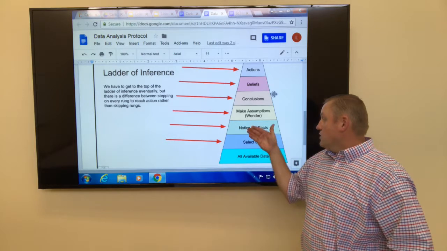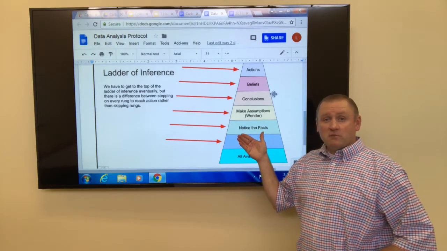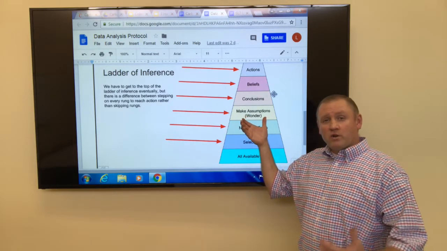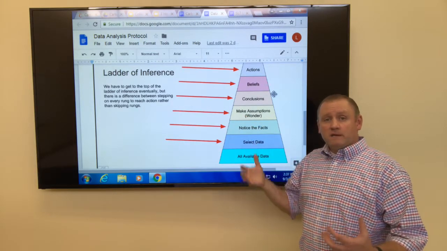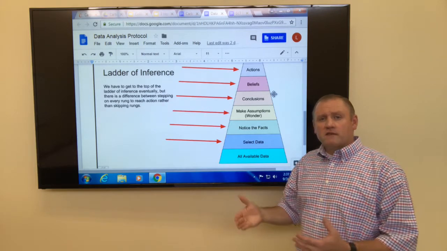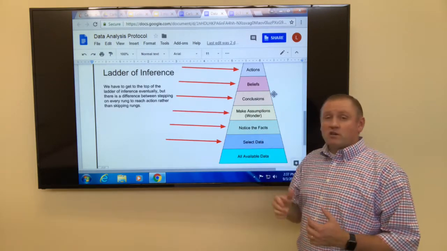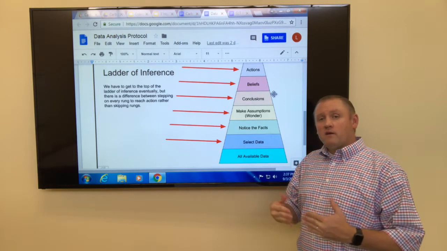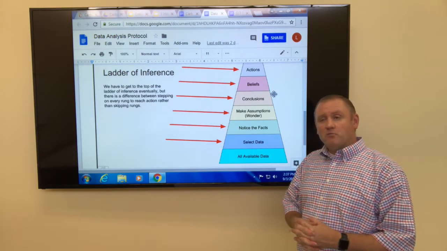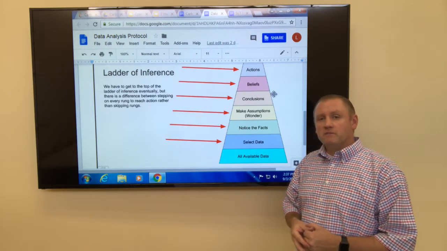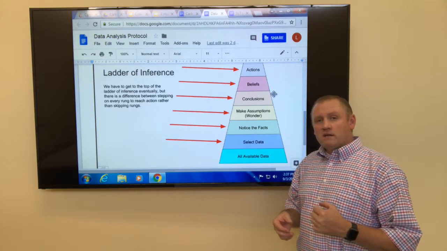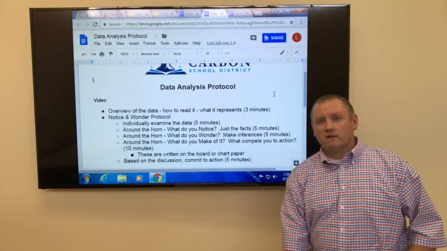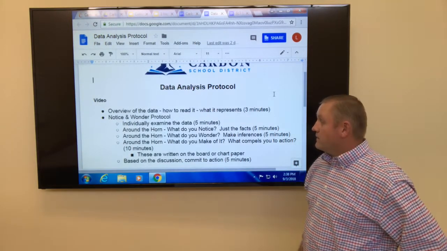So we want to notice the facts without any judgment at all. Then we want to make assumptions and start to wonder, what does this mean now that we've noticed these certain facts? Then we want to draw conclusions from those assumptions, which then we base our beliefs on. And that belief is what's going to drive us to action. So we want to, again, slowly move up that ladder. This protocol is a very simple way to do that.